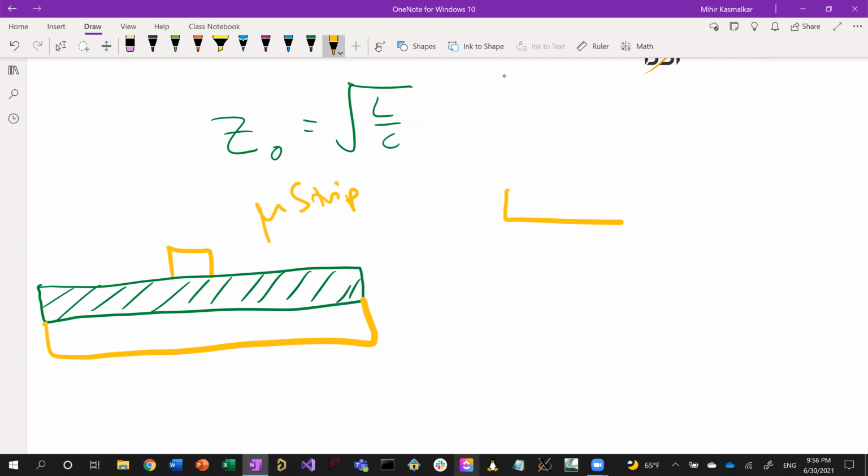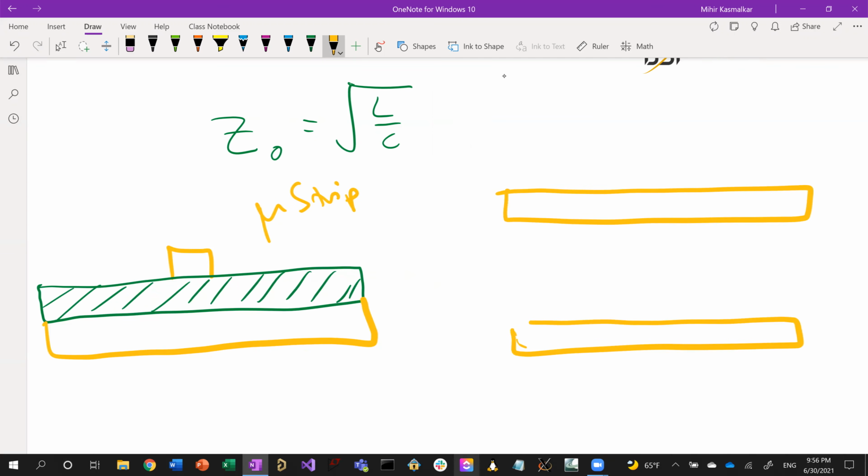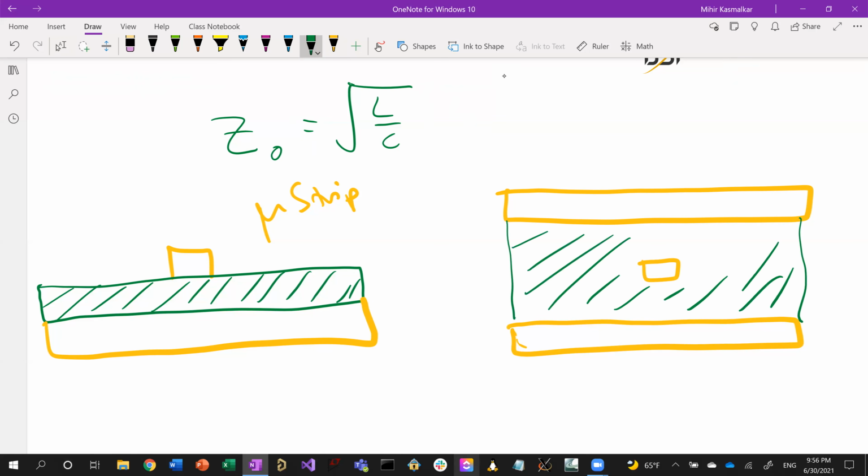And you also have strip line. So here you have two return planes sandwiching the forward conductor, and then you have the dielectric. The forward conductor is embedded in the dielectric. So that's going to be strip line.